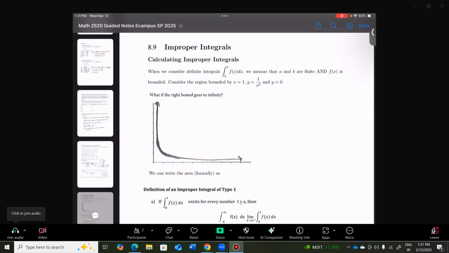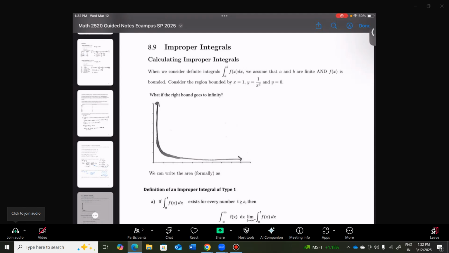Hi, this is Math 2520, and this video is over section 8.9. We are going to be looking at improper integrals. For improper integrals, consider a definite integral that goes from a to b with its limits of some function. We say a and b are finite, and f of x is considered bounded.